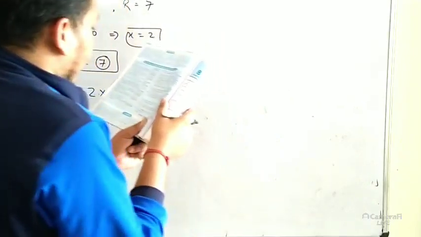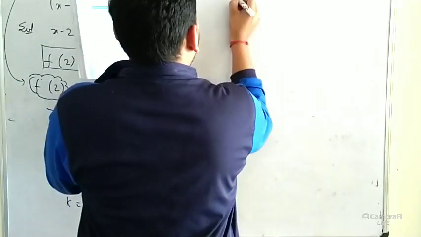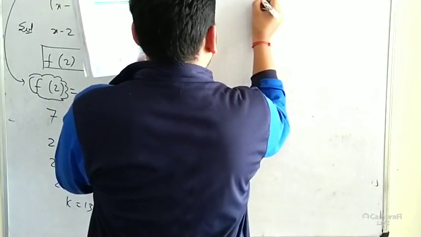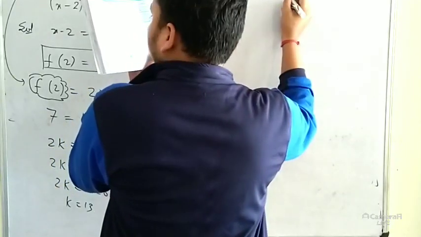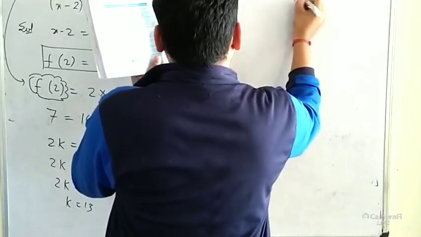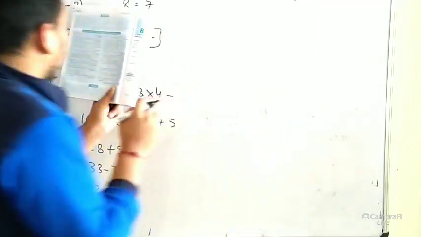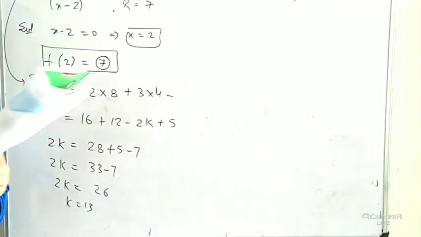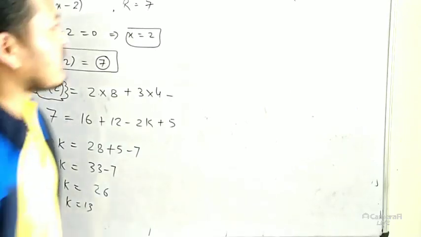When the expression is divided by x minus 3, it leaves a remainder equal to 3. So find the value of a and b. It is also a very simple one.